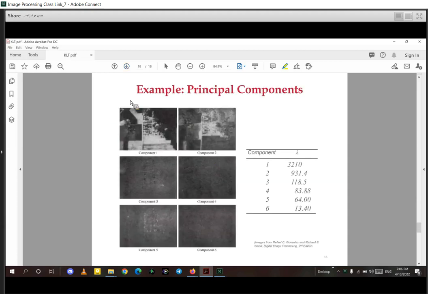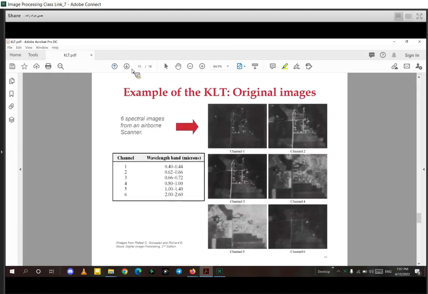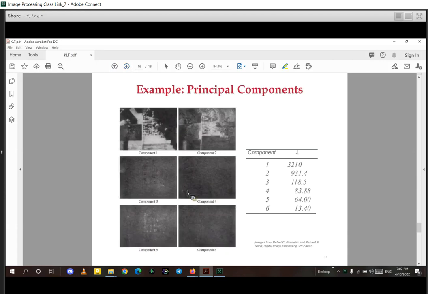Here, this is slide 16. These are principal components. These are Y's. Here we saw x1, x2, x3, etc. These are y1, y2, y3, etc. This is y1, component 1, component 2, component 3 to component n in the y domain or y space. But here you see, this is component 1.